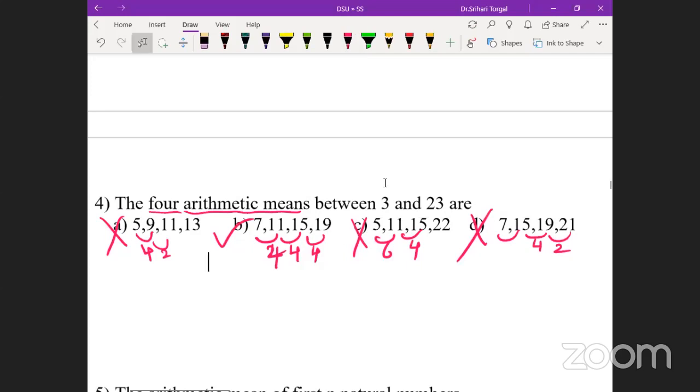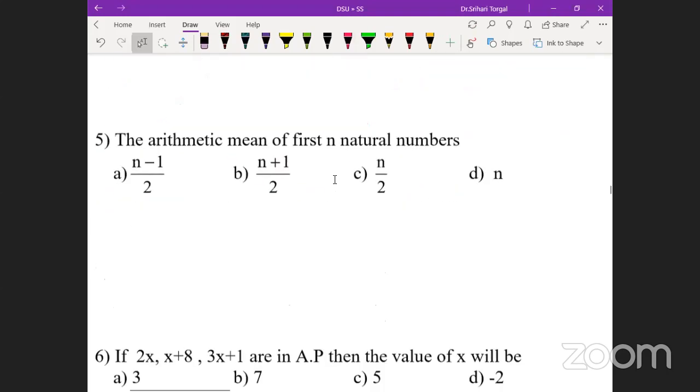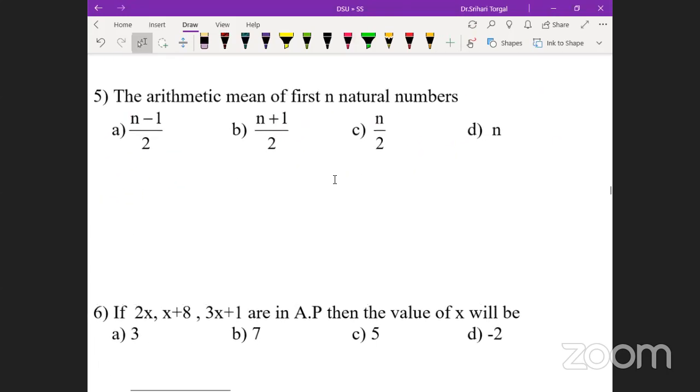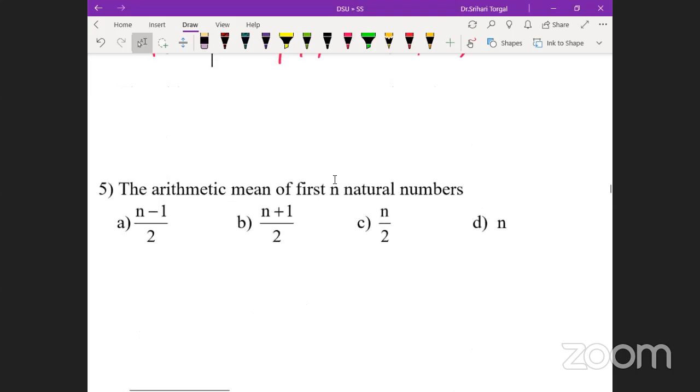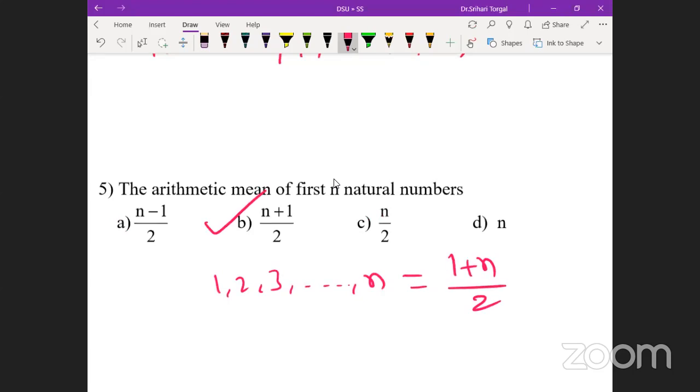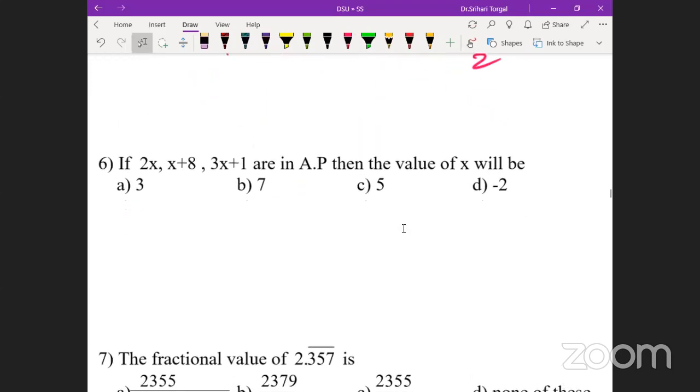Just check the difference, whether the options are in AP or not first. Then you can go ahead. Yeah, very good. Many of them answered right. Question number 5. Arithmetic mean of first n natural numbers. What is that? 1, 2, 3, etc. up to n, right? What is the arithmetic mean? It is the first number plus last number divided by 2. Option B is the right answer. Very good. Next question.